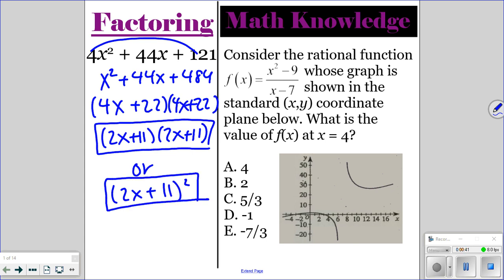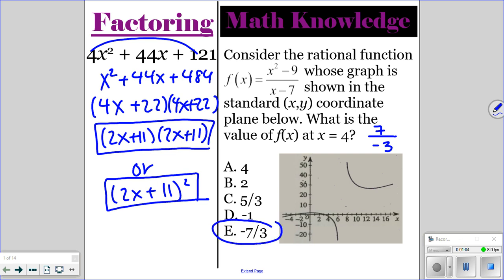For the math knowledge question, it asks for the value at x equals 4. All you're going to do is plug 4 into your function. So 4 squared is 16 minus 9 is 7. And then 4 minus 7 is negative 3. So negative 7/3 would be your answer.